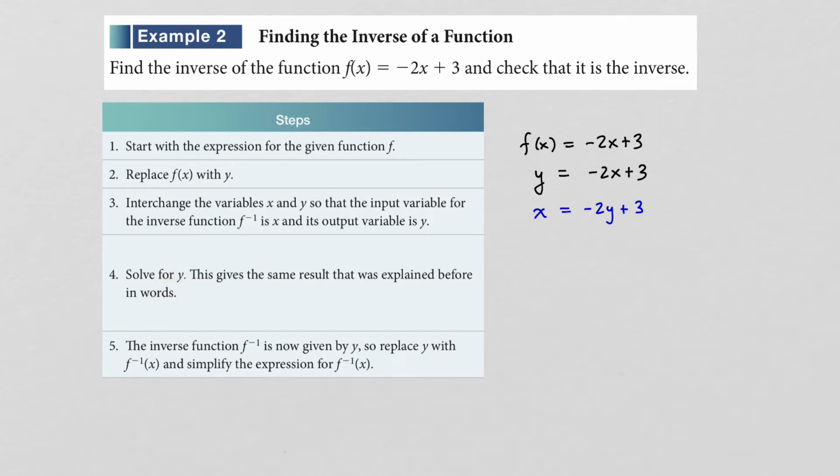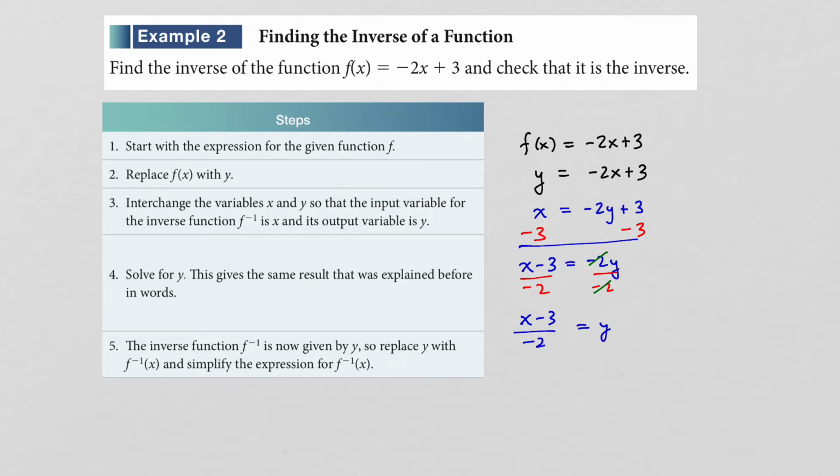To solve for y here, we are going to subtract 3 from both sides. When we do this, we get x minus 3 is equal to negative 2y. And then to solve for y, we're going to divide by negative 2 on both sides. And when we do that, the negative 2 cancels out. And we end up getting (x minus 3) divided by negative 2 is equal to y.